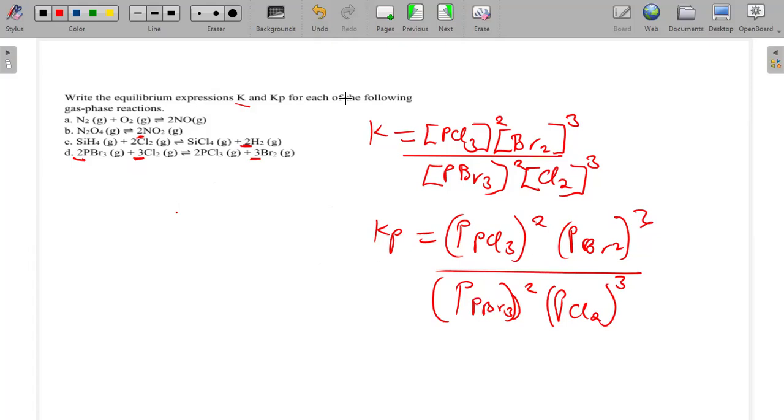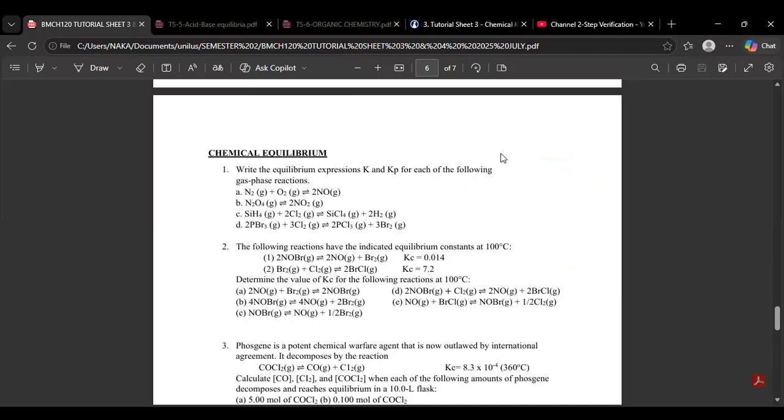Okay, so this question, we got it from sheet 4 on chemical equilibrium. So let me just show you the entire sheet. Okay. So this is the tutorial sheet on chemical equilibrium. You can see all these questions here.